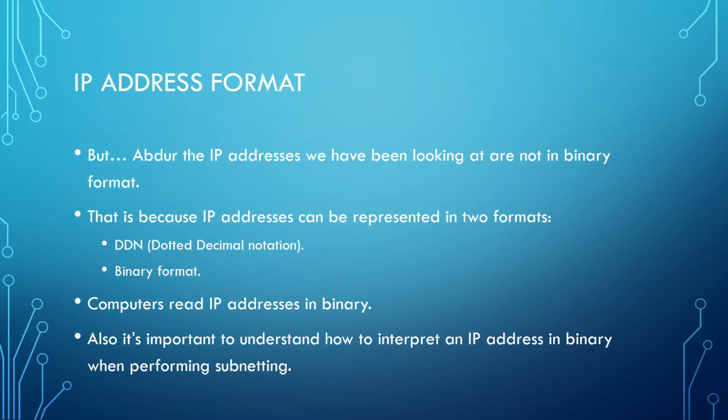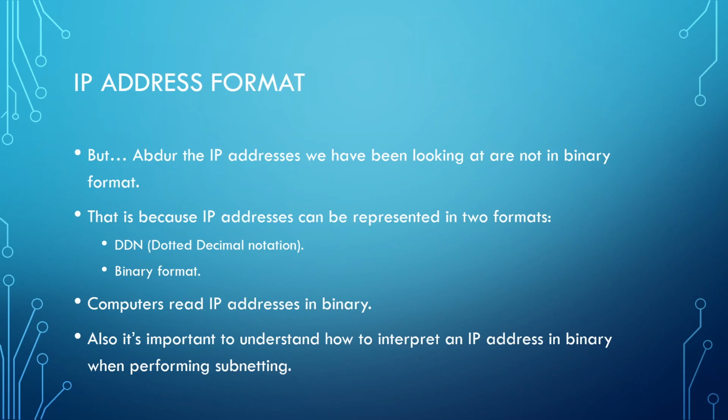So again, I know what you've been saying. The IP addresses we've been looking at so far have not been in binary format, they've been in decimal format. The reason being is because there are actually 2 ways to represent IP addresses. Dotted decimal notation, which is what us humans see. So whenever we configure an IP address on a network interface card, whether it be Windows or Linux or Mac, we are going to be configuring using the dotted decimal format. Binary format is what the computers use.